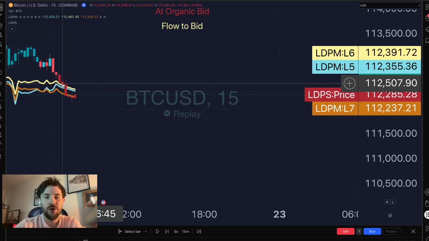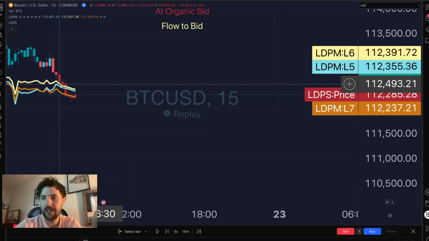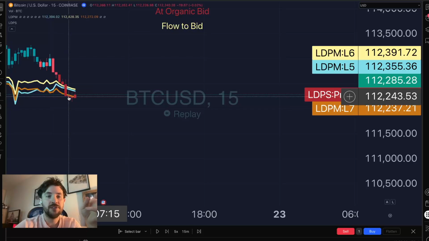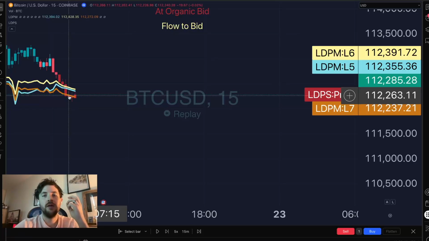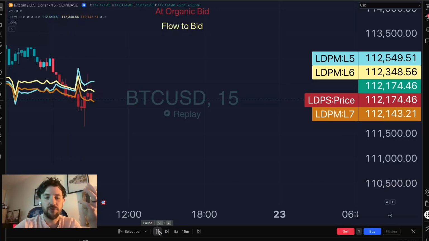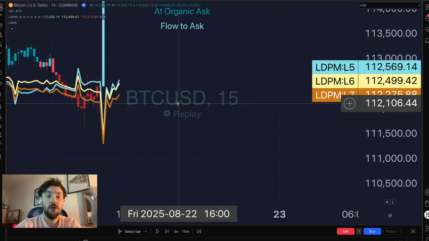So now we immediately know we have to shift gears. We're not looking at up anymore, we're looking at down, and the nearest supports, thankfully, are right here at 112,000. And then it quickly moved below LDPM L6 and LDPM L7, and caught the support at LDPM L7. But since LDPS is still printing bearish prints, our outlook is still down.